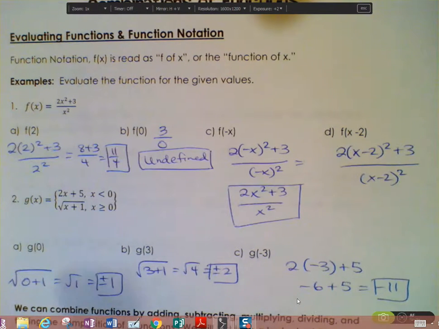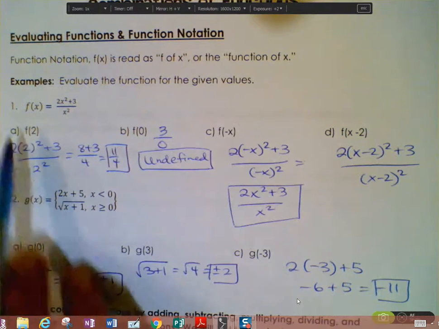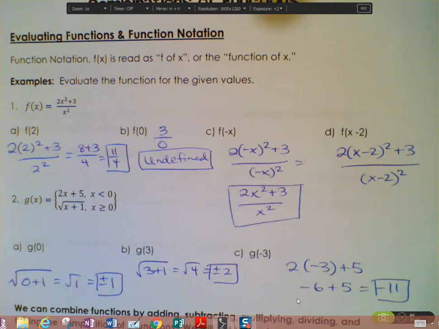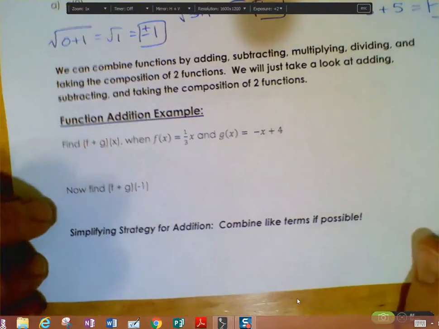Looking through the examples in your textbook, it looks like they give you two functions to work with, and you will be using those same two functions for all of the problems. So look carefully. So when you see number 1, it might just look like this. So you need to go back and find the function that's labeled g of x or f of x or whatever. Okay, now let's take a look at combining functions by adding.